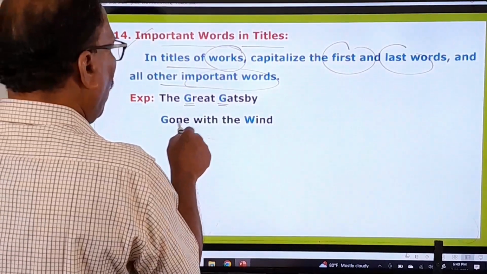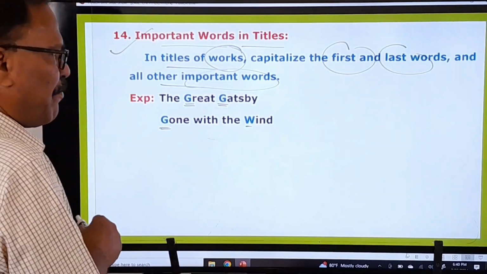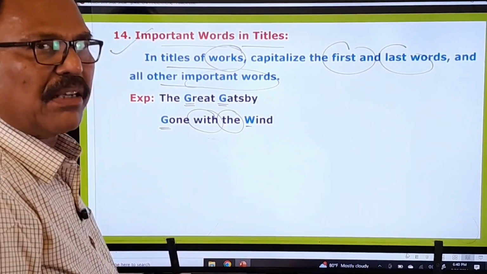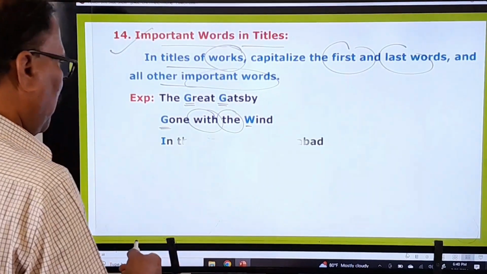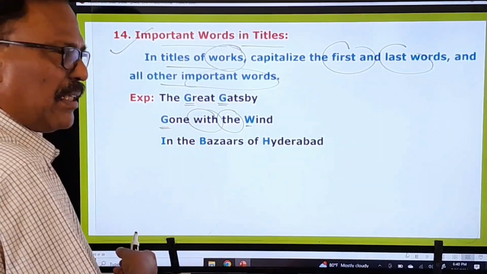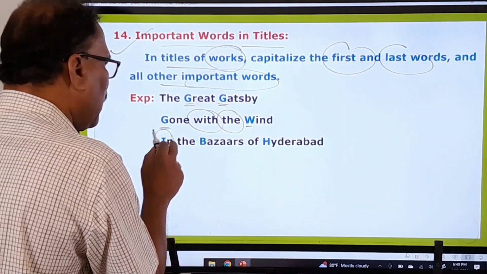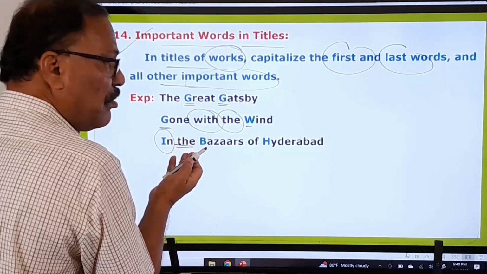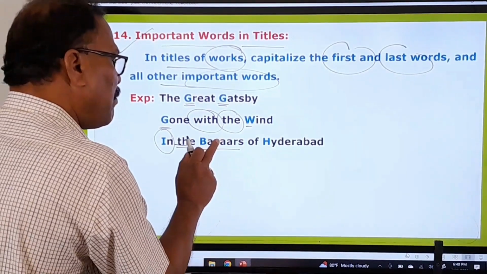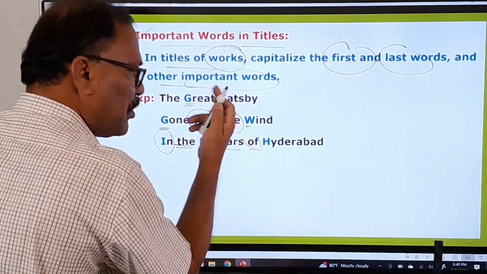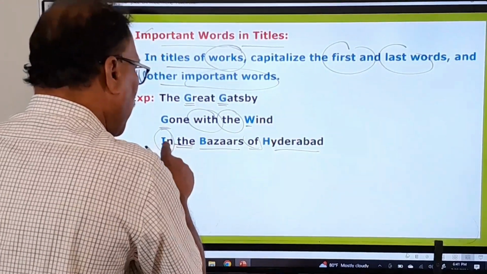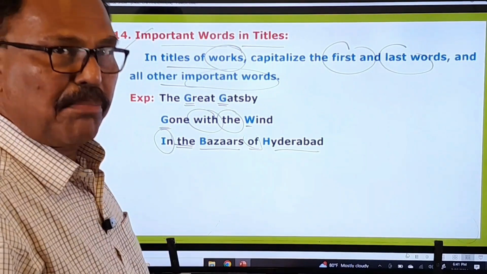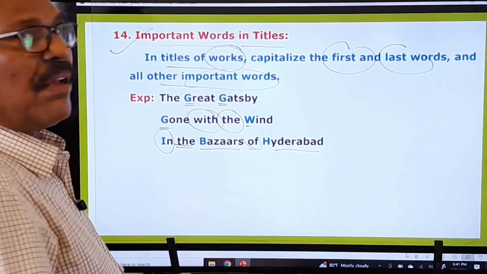So here, Gone with the Wind: Gone, G, Wind. With is a preposition and the is an article. They should not be capitalized if they occur in the middle of the title. You know that very well; we have learnt it. In the Bazaars of Hyderabad. Since In occurs at the beginning, you capitalize it, though it is a preposition. Then comes the article, which you don't capitalize. Bazaars is a big word, so you capitalize that. Of is a preposition, you don't capitalize. Hyderabad is a big word, you capitalize. So these are the important words of that title, and only they are capitalized.